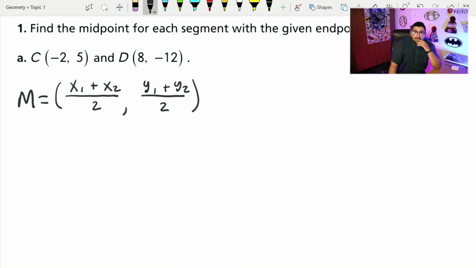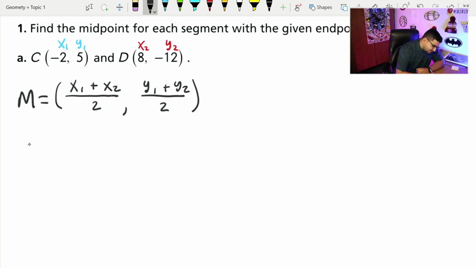So they want me to find the midpoint to points C and D, which are the ends of a segment. So now I'm going to label those points. So -2 would be X1, 5 would be Y1, and then 8 would be X2, and -12 would be Y2. And again, if you want to mix those up, that's fine. C definitely could have been point 2 and D could have been point 1, but I like to go in alphabetical order.